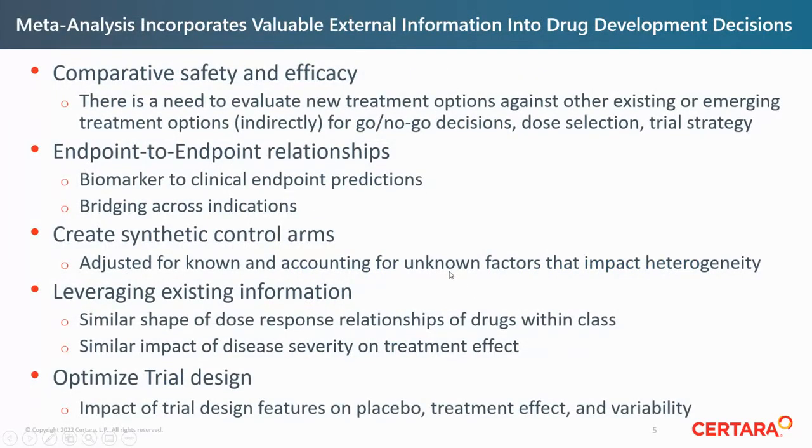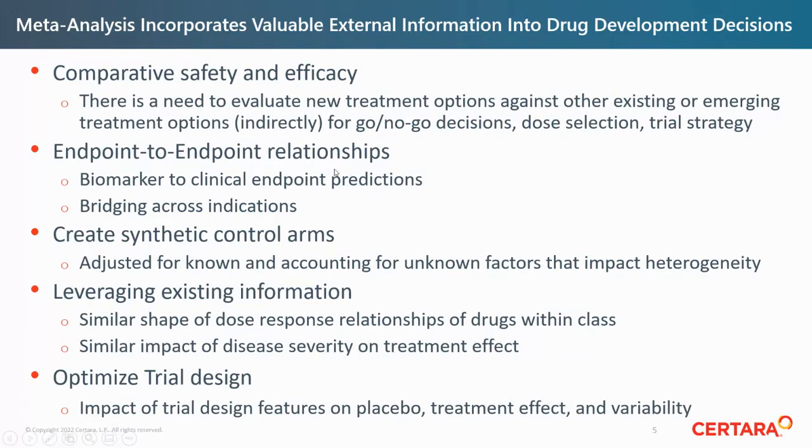So more generally, what can we do with meta-analysis in this setting, right? Again, it is incorporating this valuable external information into our decision-making process. So some of the key concepts or key decisions that we're going to inform: comparative safety and efficacy. Really, we want to understand what is that target that we need to beat, to differentiate whether it's safety or efficacy. We want to understand, is there a relationship between endpoints, maybe between early biomarkers and later clinical endpoints, or even across indications? We can bridge across indications that have similar treatments available.